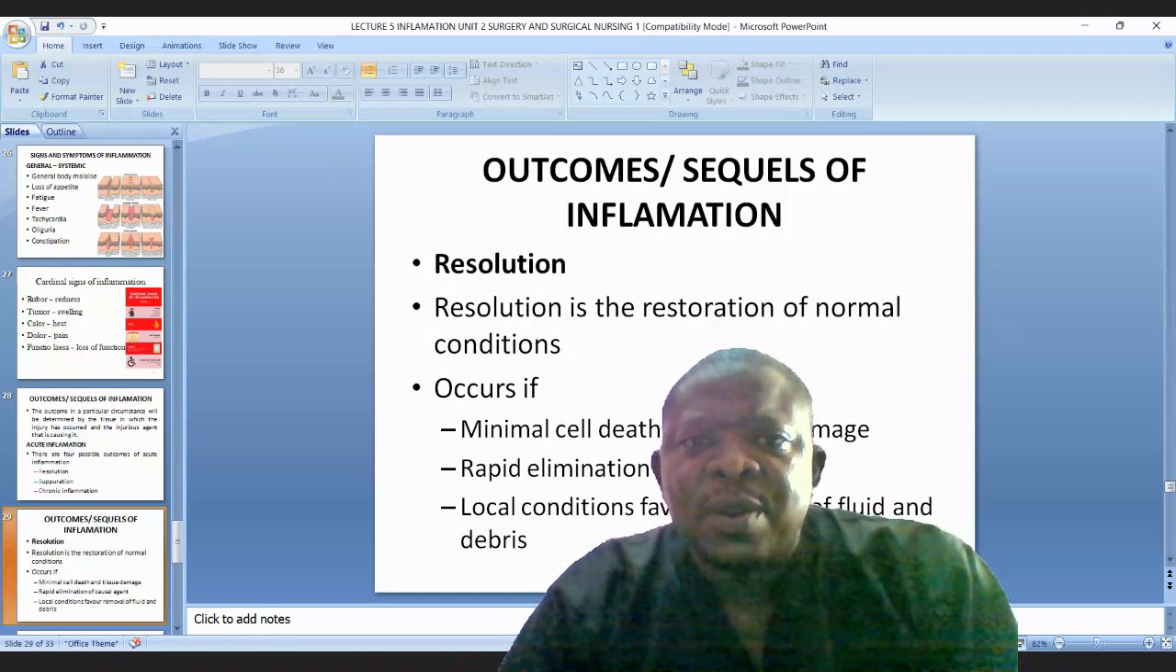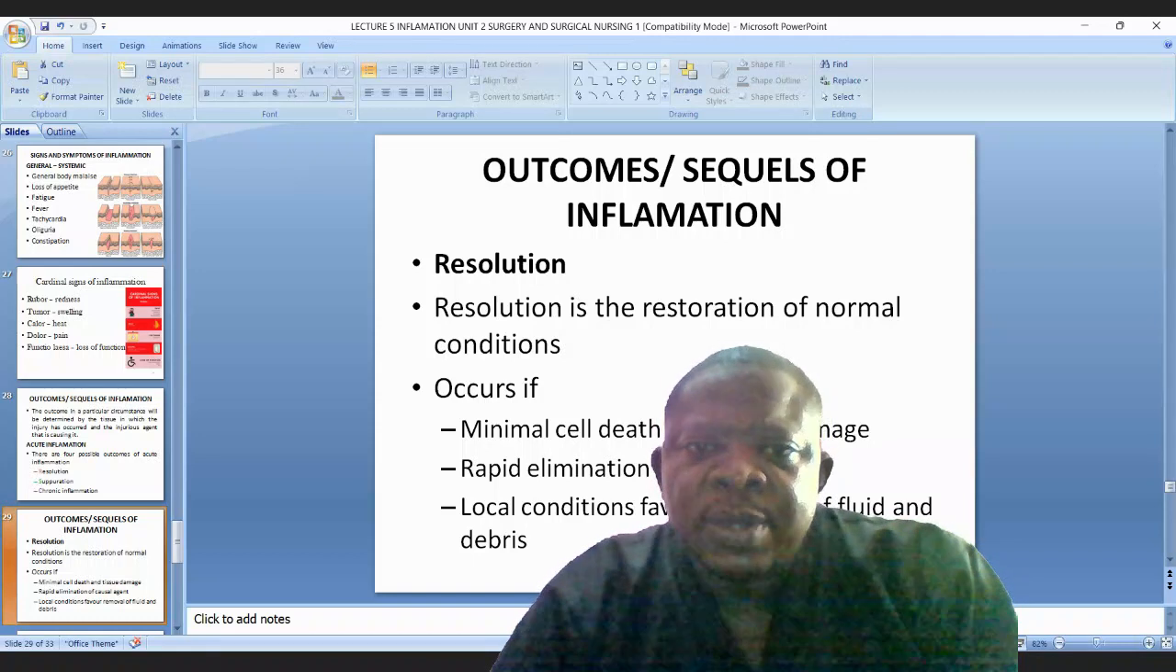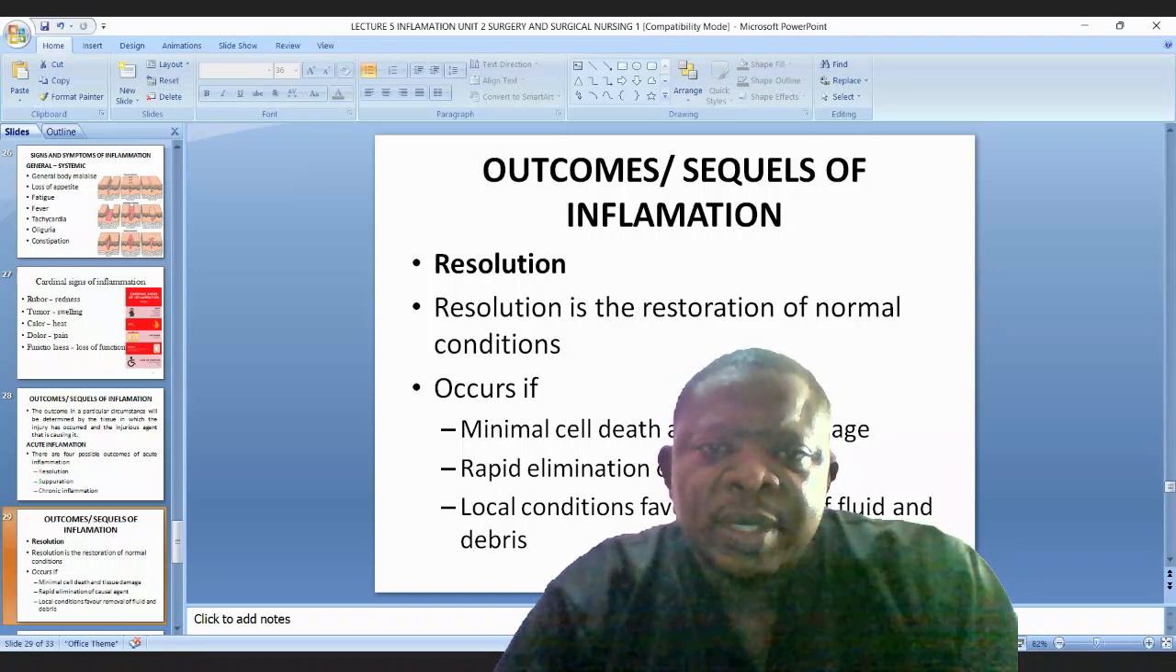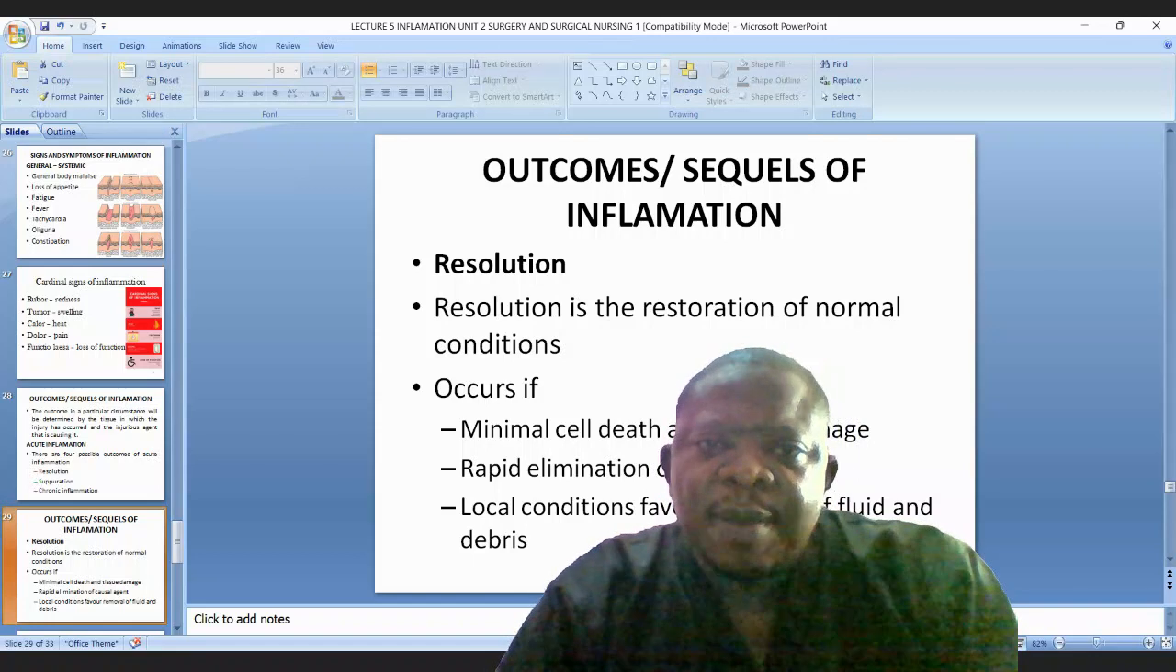And then other things that can be seen in chronic inflammation is new capillaries that are formed. This is to help divert blood away from the area that has got pathology. We also see fibroblasts deposit collagen that can result in fibrosis.